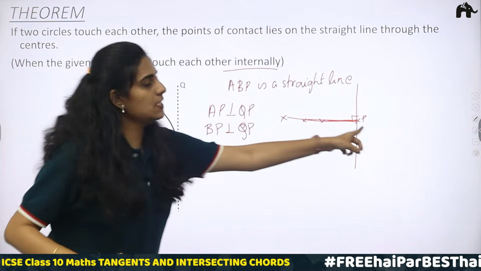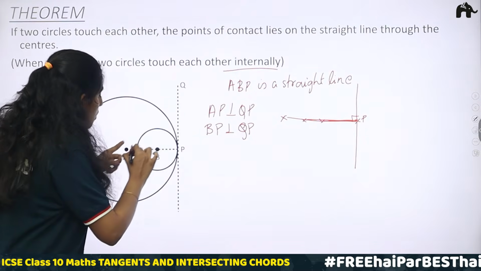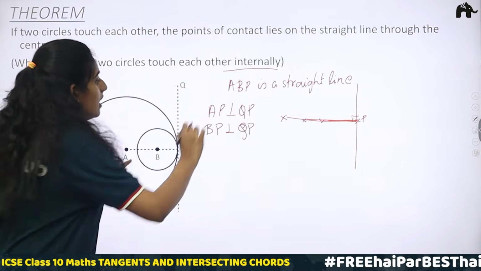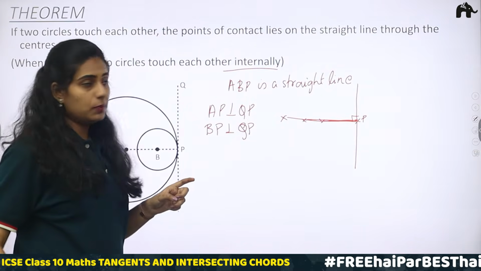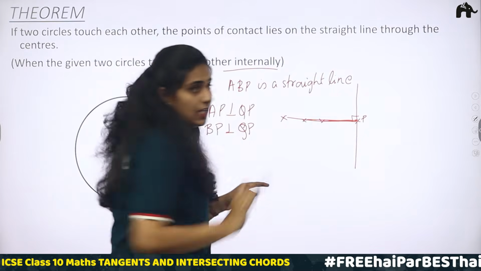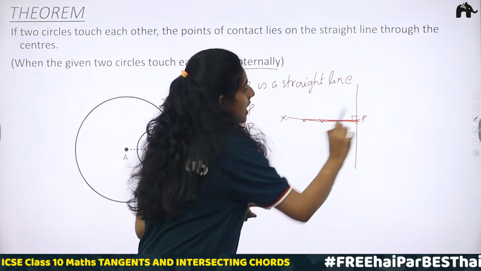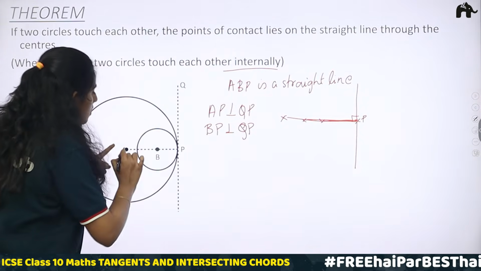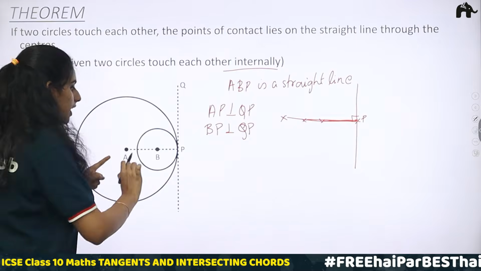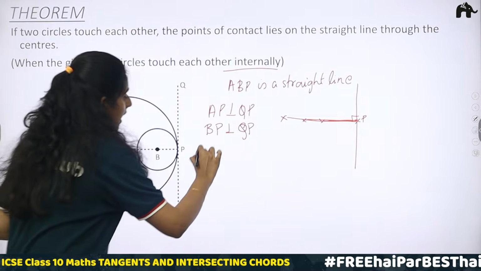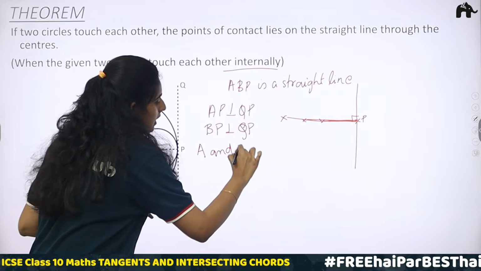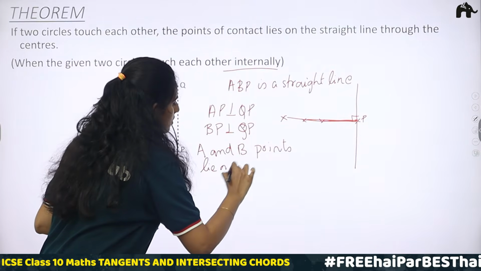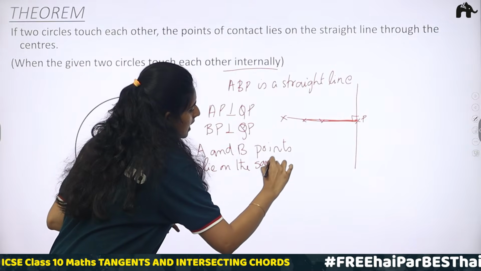Now here P is this point. B is a point that lies on AP. Only then you will be having BP perpendicular to QP, because from the same straight line we can only have one perpendicular line. Okay. Therefore, this B should lie on AP. That is, A and B points lie on the same straight line.